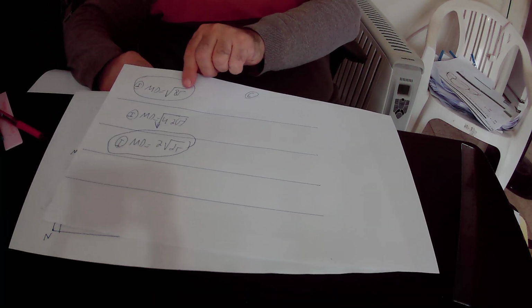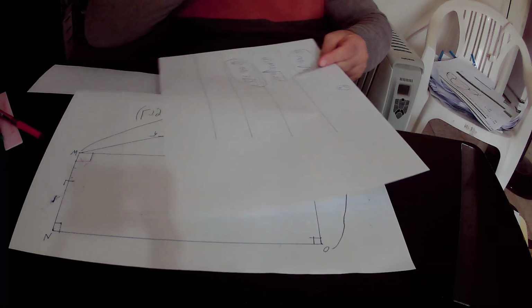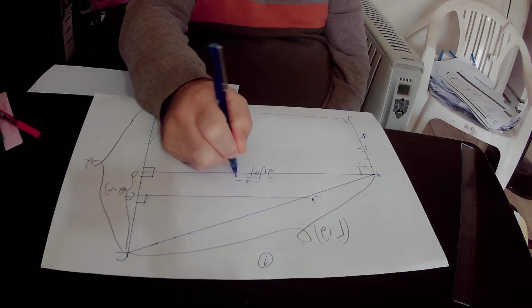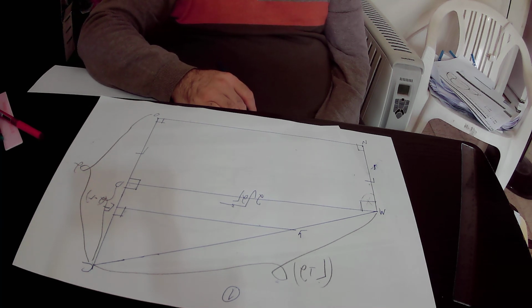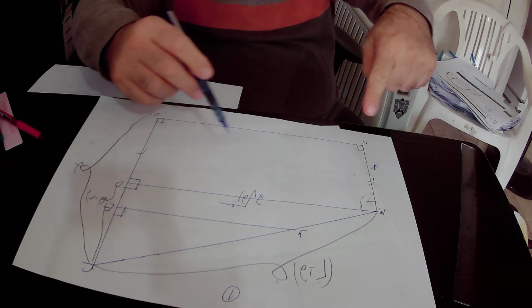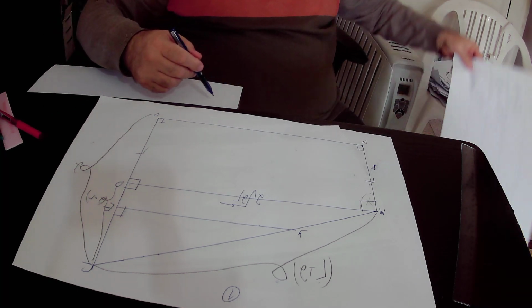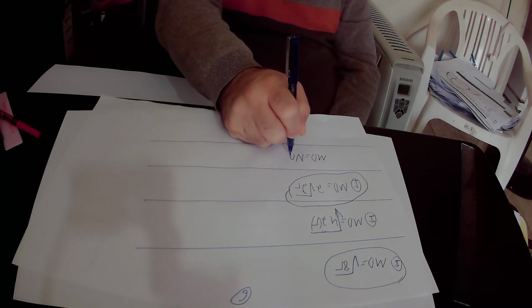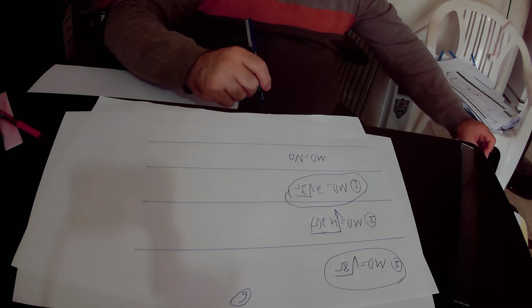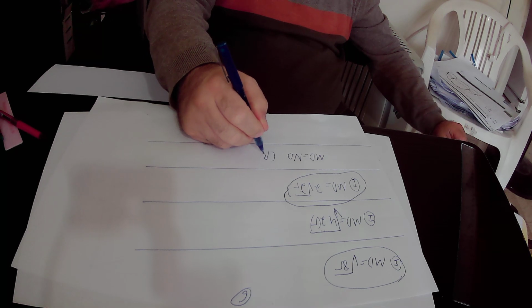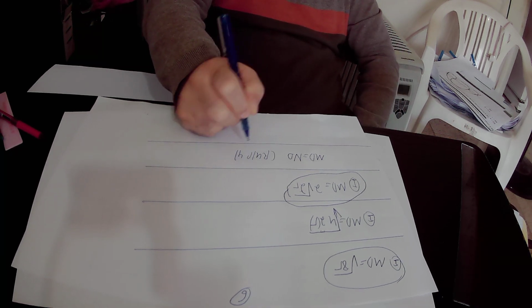MD equals 2 times the square root of 2R. So we can write here that MD equals 2 times the square root of 2R. And according to the rule that the opposite sides of a rectangle are equal to each other, we will get that MD equals NO. It is actually rule number 4. According to rule number 4, the opposite sides of a rectangle are equal to each other, MD equals NO.